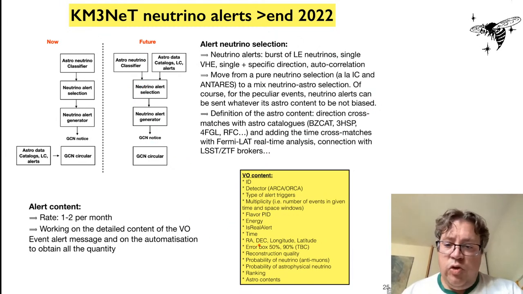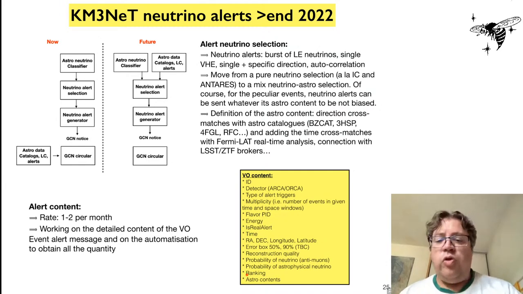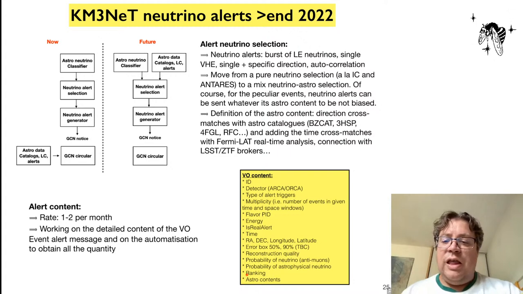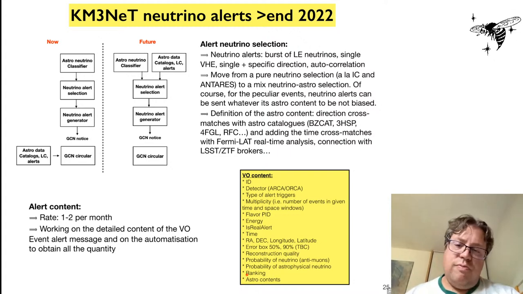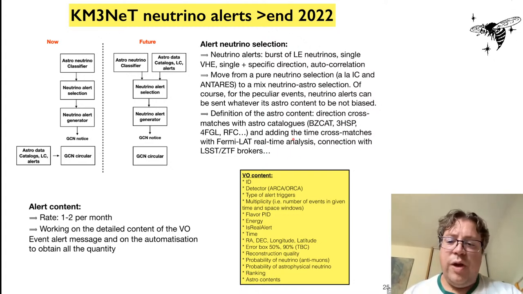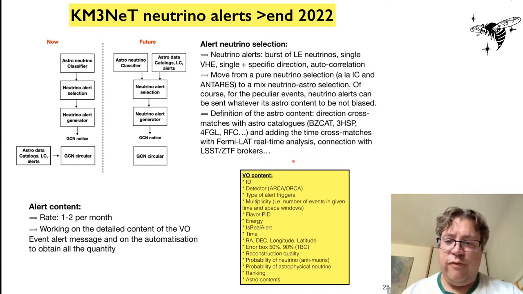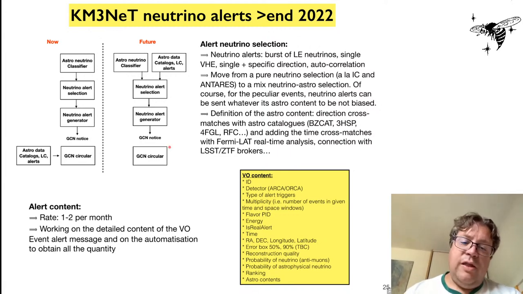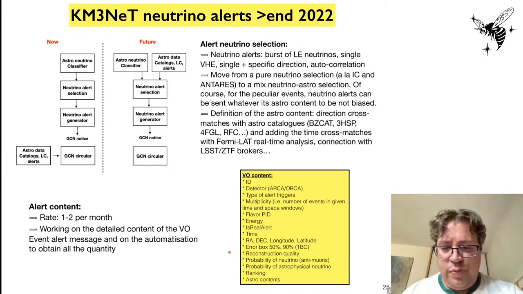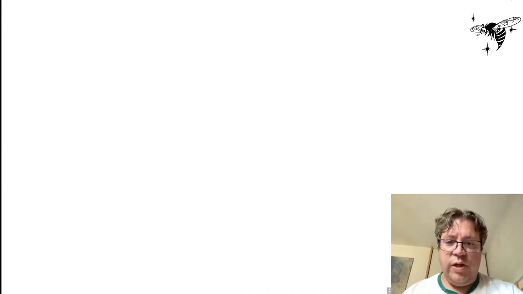So in the alert, you will have the typical information, but also some astro content, where you will get what the sources are, if the source has been found in association with some promising sources. We will also try to add the time, for example with LSST and ZTF follow-up, and also in the radio. So that's what we are doing.